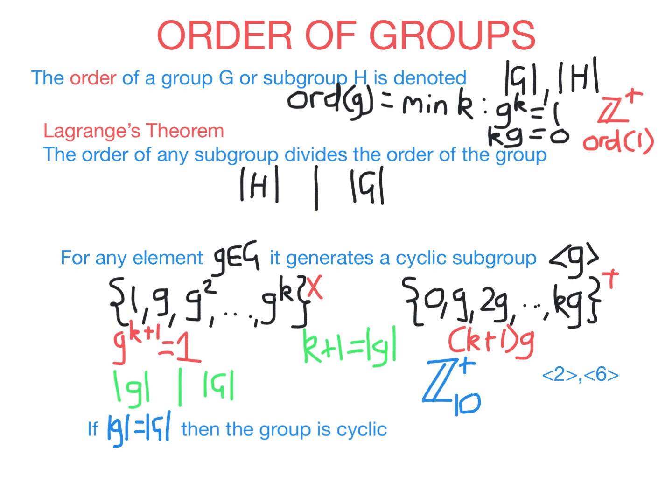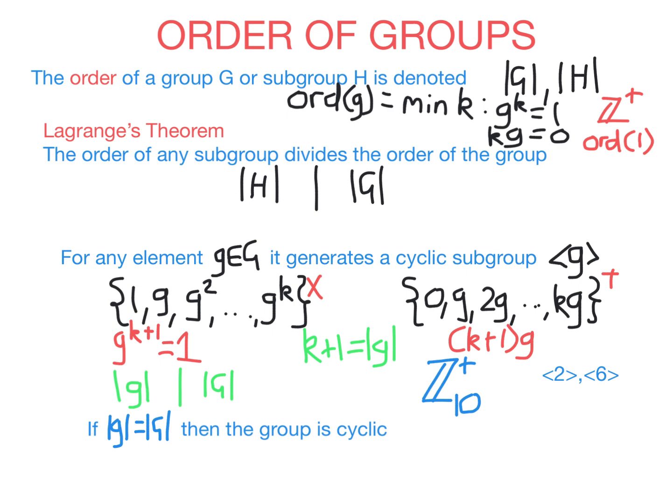So the order of an element is the minimum value of k such that this or this is true. If the group operation is multiplication, the order of an element is how many times you need to multiply it by itself to get 1. And if the group operation is addition, it's how many times you need to add the element to itself to get 0. Notice, of course, this is the multiplicative identity and this is the additive identity.